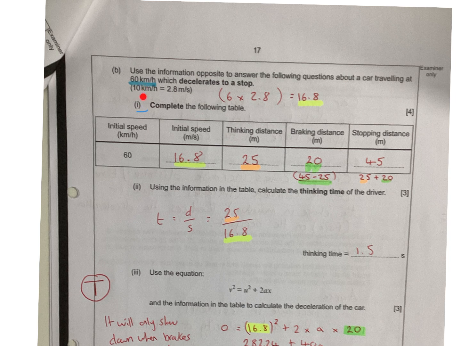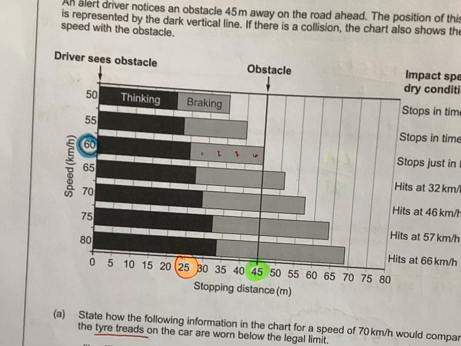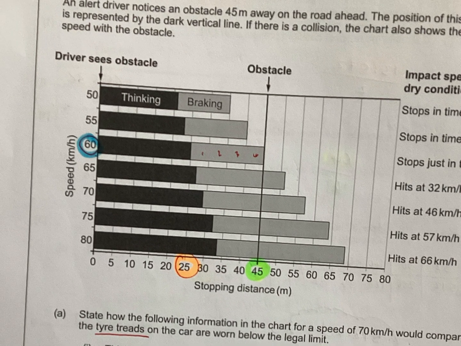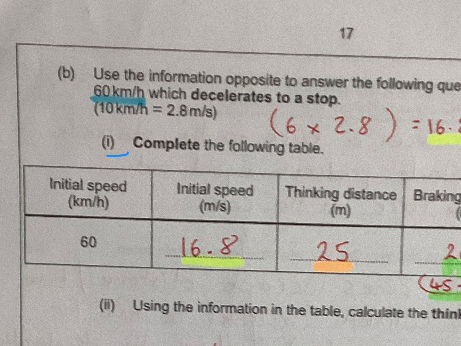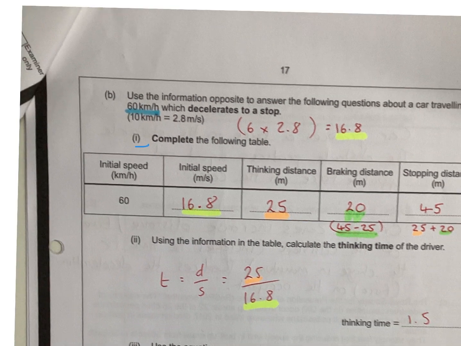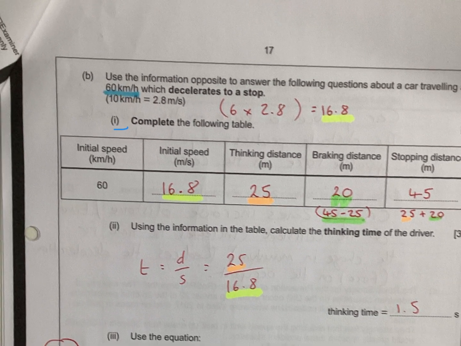Every 10 kilometers per hour equals 2.8. And it wants us to look at 60 kilometers per hour, which is over here. So I've circled it in blue, all right? So my ratio there, I'm going to times 2.8 by 6 because there's 6 tens in 60. So that's going to come out with 16.8. So that's my initial speed, all right?